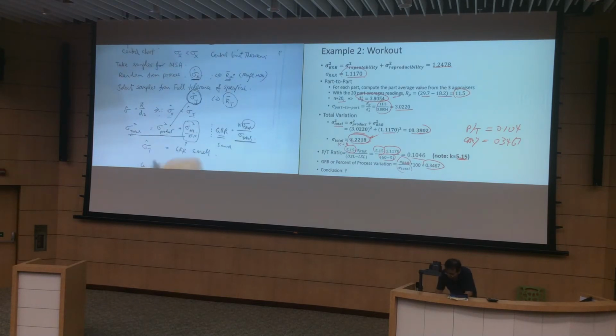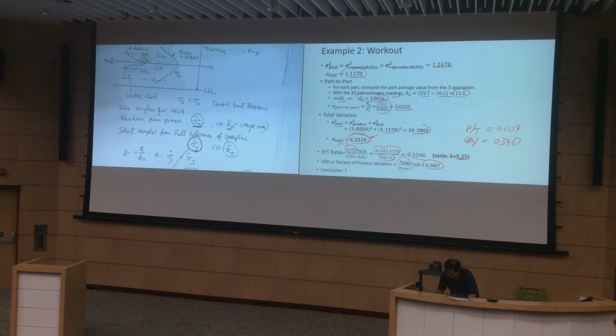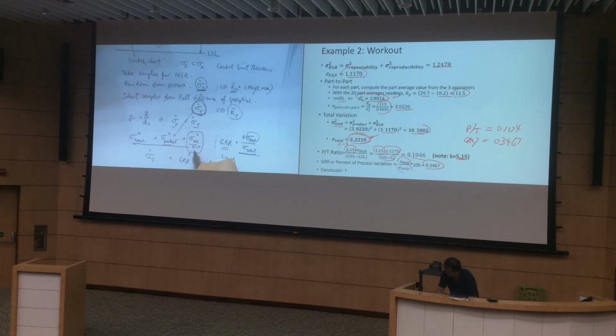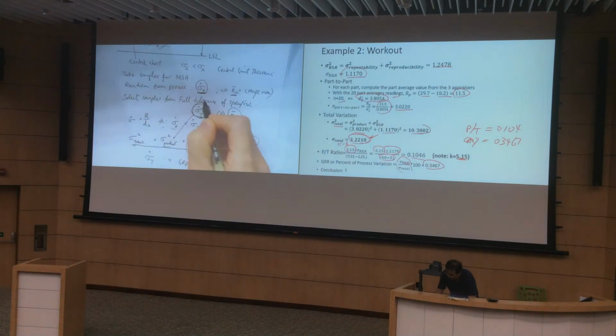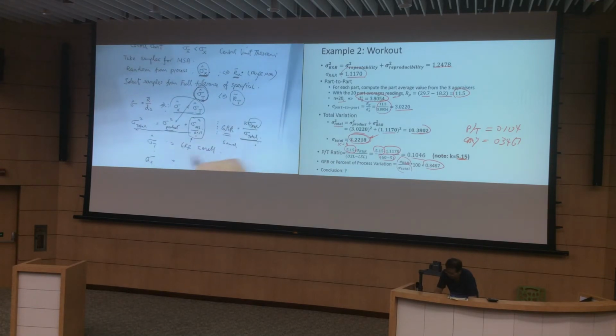So if you use this case here, what happened? This guy is constant. This guy will be smaller than this guy, based on this relationship we have here. So what happened to this equation? The GR will be bigger, right? If this guy is small, based on your sigma total, this is smaller and sigma total is bigger, right?